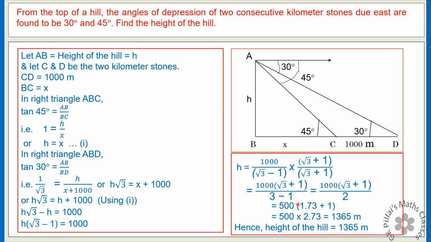So that is 500 into 2 will get cancelled with this one. 500 into 1.73 plus 1, 2.73. 500 into 2.73 will be 1365 meter. That is the height of the hill.